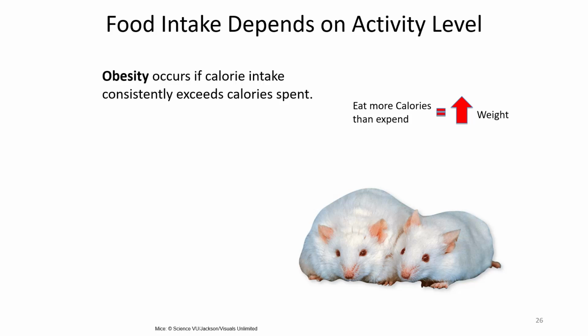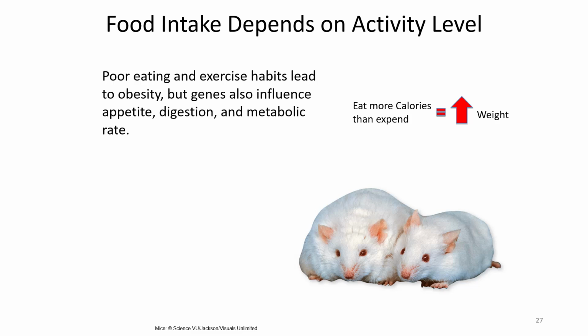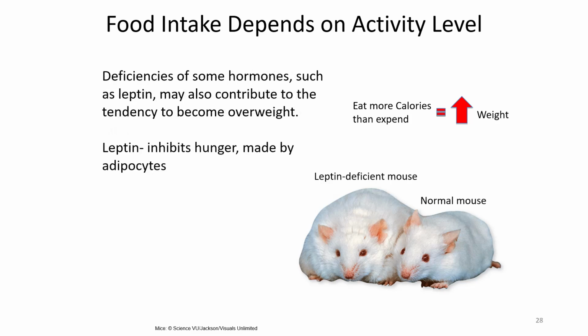Obesity occurs if calorie intake consistently exceeds calories spent. Poor eating and exercise habits lead to obesity, but genes also influence appetite, digestion, and metabolic rate. Deficiencies of some hormones, such as leptin, may also contribute to the tendency to become overweight. Leptin inhibits hunger, which is made by adipocytes. So if you have a leptin deficiency, then you are likely to become overweight.